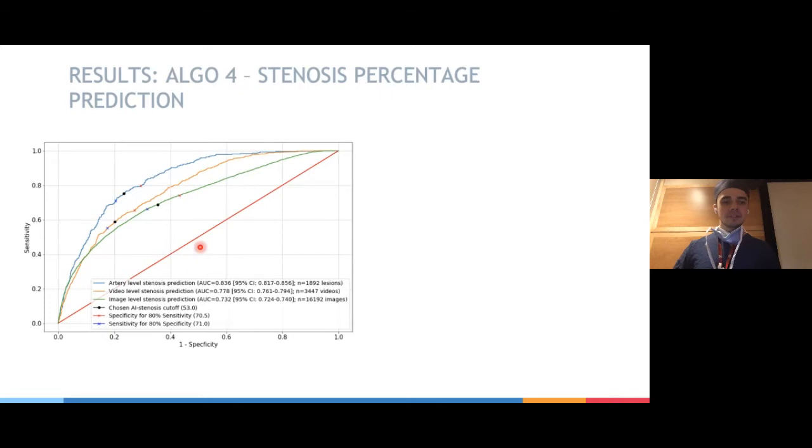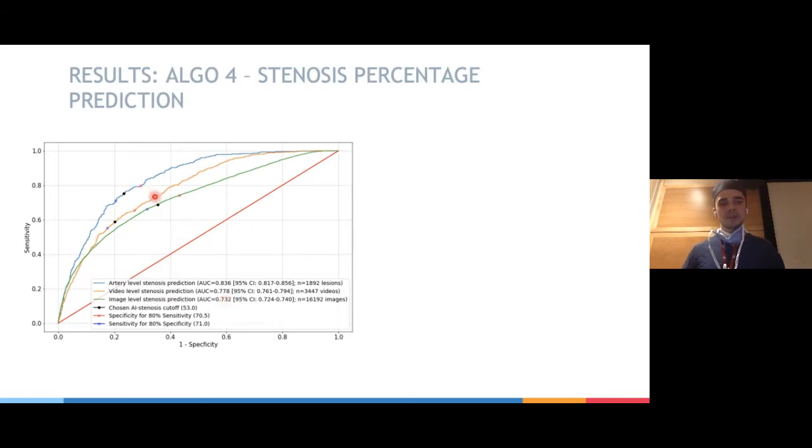Now, this is the most interesting slide, and it represents the stenosis percentage prediction by our classifier. To the left, you see the receiver operating curve, and we looked at classifying a stenosis into greater than 70% and under 70%. So a severe stenosis from a non-severe stenosis. And you can see here, you have three curves. In green, you have the image level stenosis. So you look at a single frame in a video, and you have an area under the curve of 73, which is a mild to moderate level of accuracy.